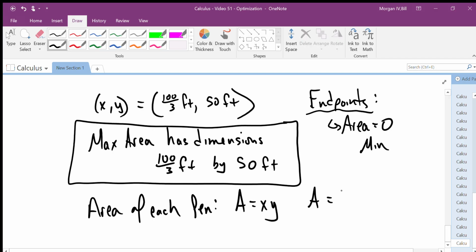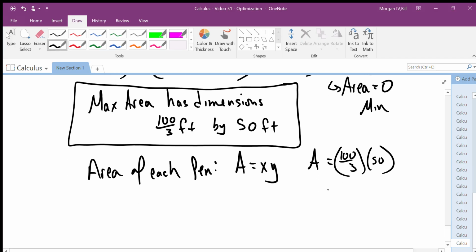Area is equal to 100/3 times 50, 5,000/3, or approximately equal to 1666.67. Probably should have known that. Approximately 1667 square feet.